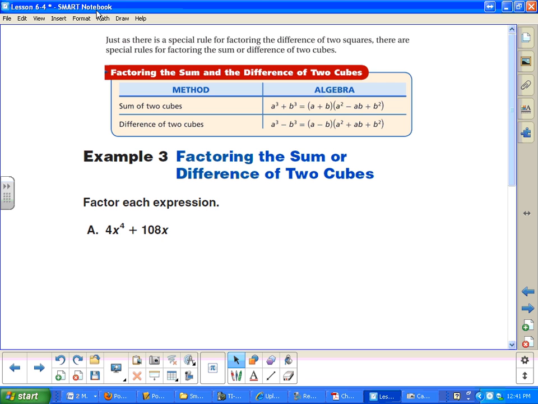All right, we've done the difference of two squares. We just talked about that. We said you can't factor the sum of two squares. So what if we have cubes? If you have cubes, you can actually factor them. So here we have the sum and difference of two cubes, and you're going to want to write these down on your note card, or write them on your paper and then put them on your note card later.